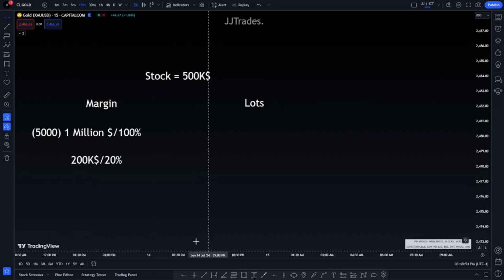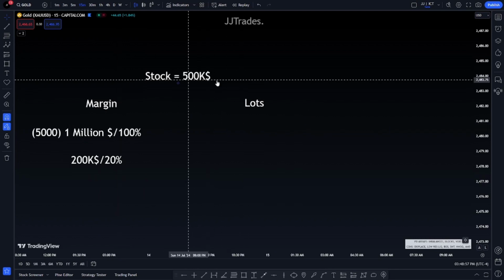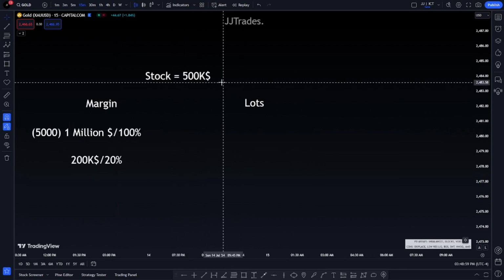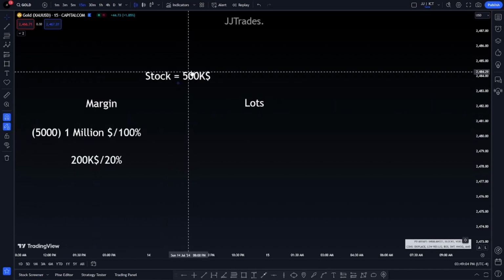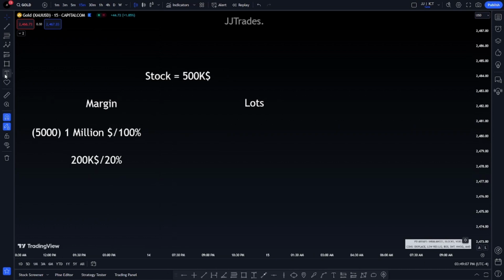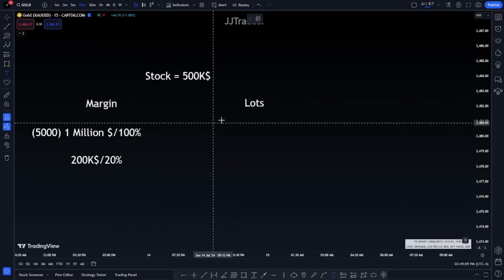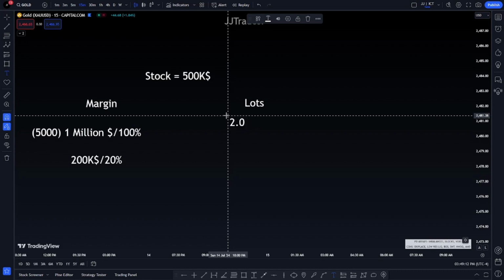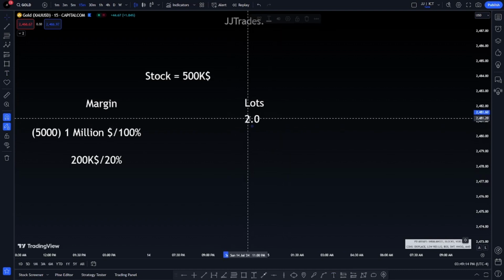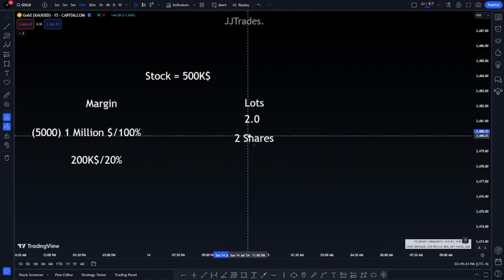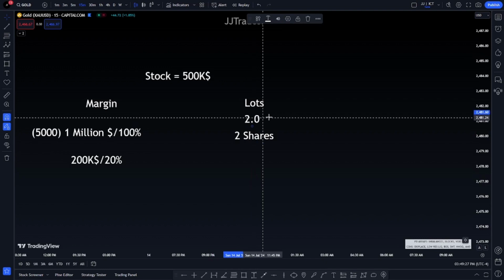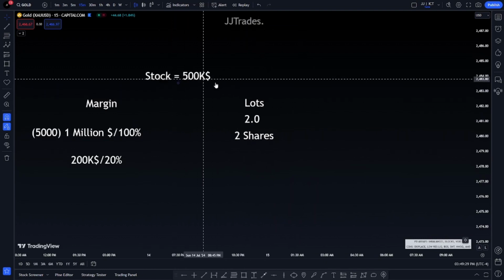What that means is, since we have $1 million, what's 500K times 2? It's 1,000,000, right? So that means we can buy 2 whole shares worth of this stock, correct? So our lots would be 2.0 lots, or 2 shares of this stock, which is 500K.